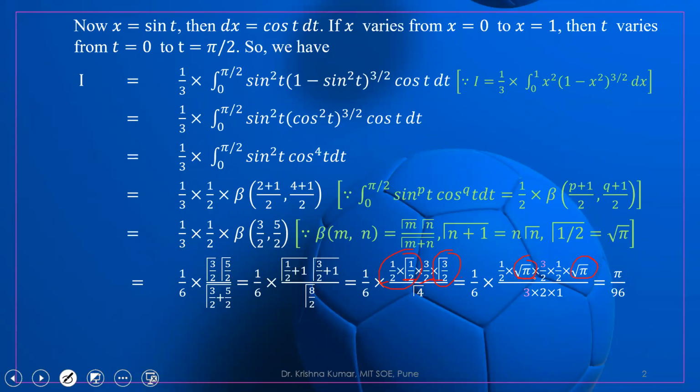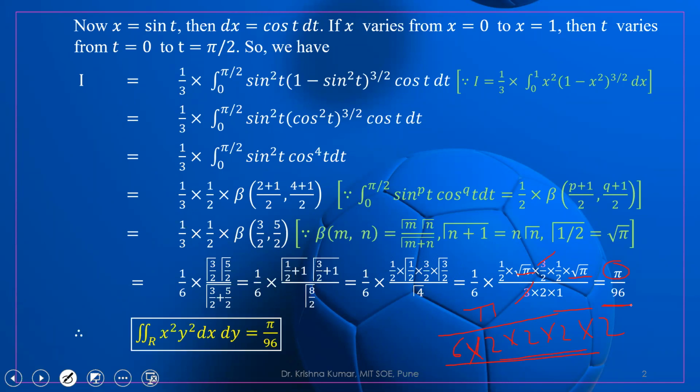So root pi and root pi will become pi. And then this 3 and 3 will cancel. So we get 1 upon 6 into 2 into 2 into 2 into 2, of pi. Okay. So 16 times 6 is 96. So this is the value of the integration.